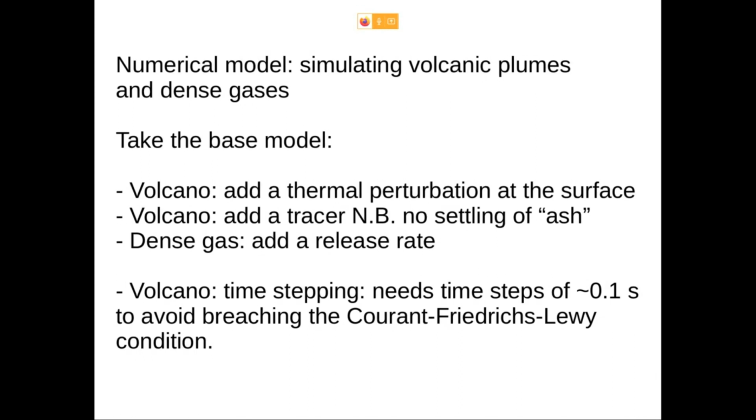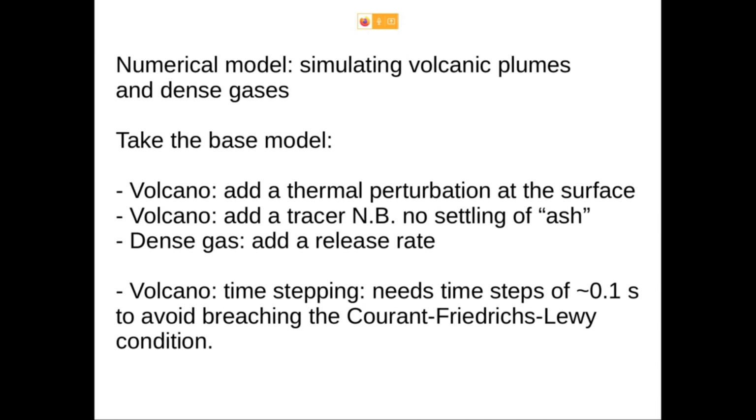Another application of this, which is just as important, is to model dense volcanic gases. Whenever there's a volcanic eruption, it's often accompanied by release of potentially dangerous gases, and it's also important to track where these gases are going as well, primarily for people near to the eruption on the ground.